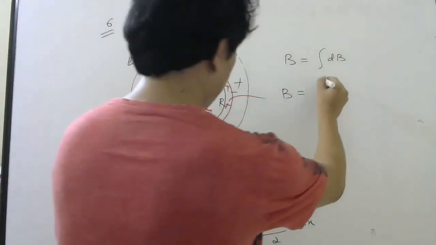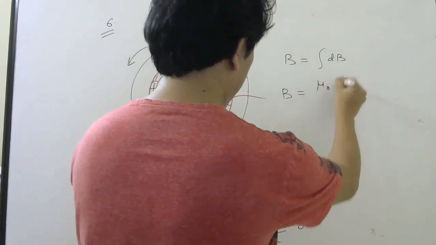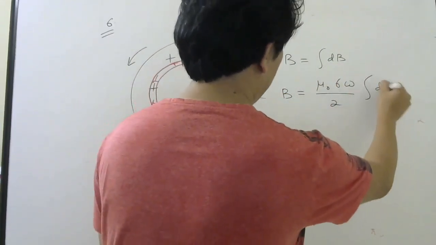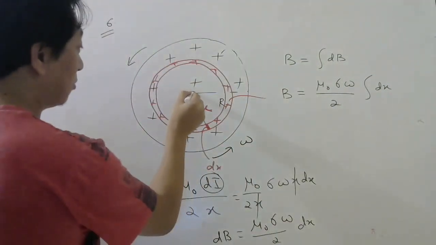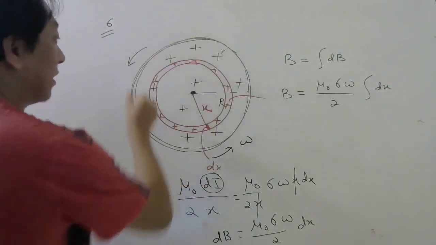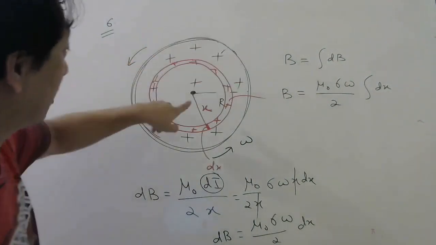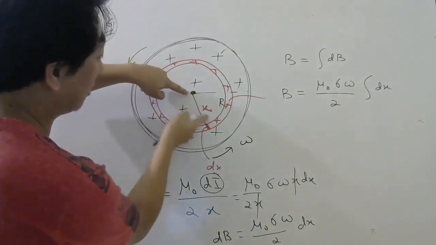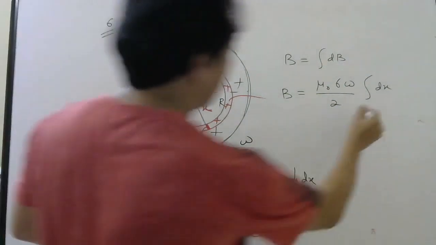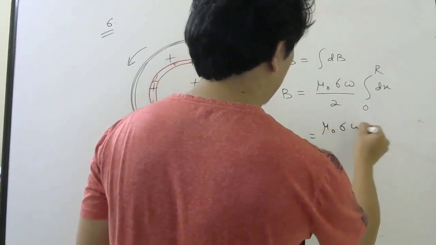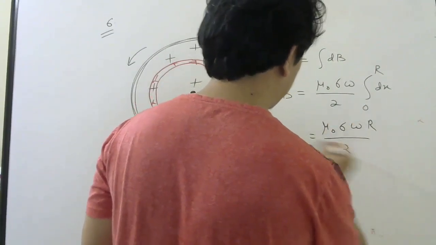Now, mu naught is constant, sigma is constant, omega is constant, so by 2 integration of dx. From where to where? I have to start from this ring till I reach the last ring, right here. My variable is x, remember. When I am here, x will be 0. When I reach here, x will be capital R. So mu naught sigma omega R by 2.